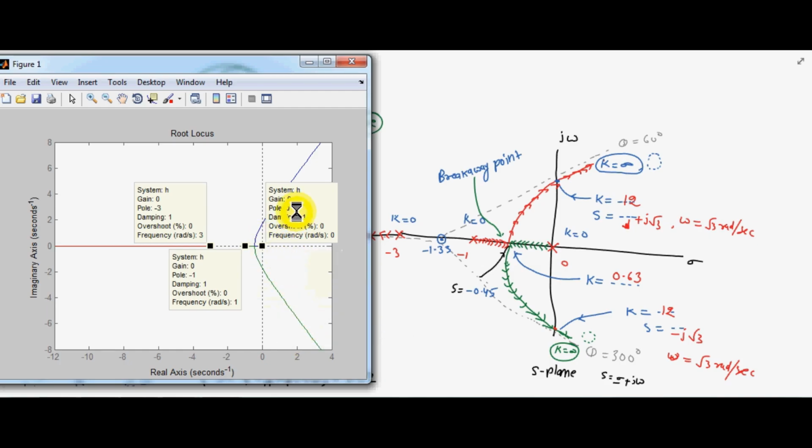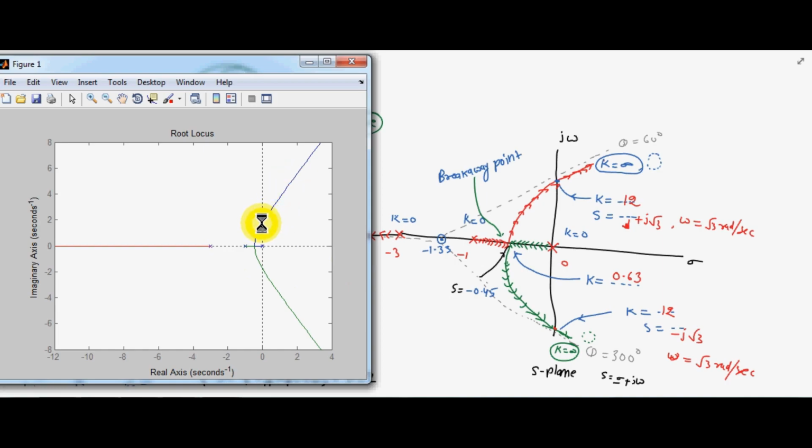Now let us delete this part, and this part also. See here, at this point our gain is 11 point something, and in our calculation we got 12. This is completely imaginary. If I click exactly at this point, at 12 the gain is equal to 12, and the pole at this point is imaginary.